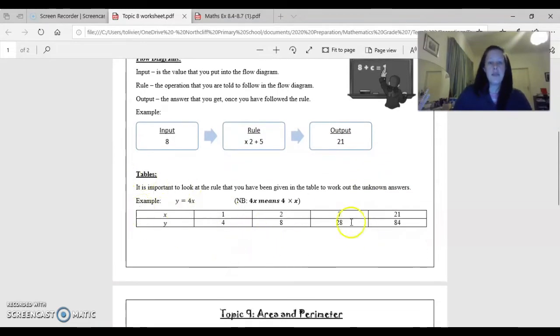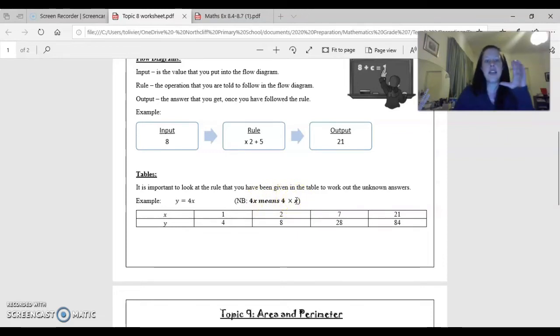Then I get to a table form. Okay, and it is important to look at the rule that you have been given in order to fill in the unknown in the table. So here's my rule. Y equals 4x. What does 4x actually mean? It means 4 multiplied by x.